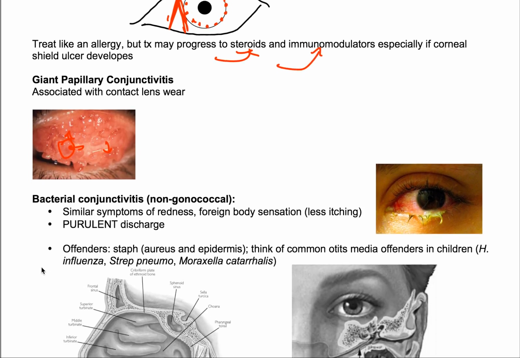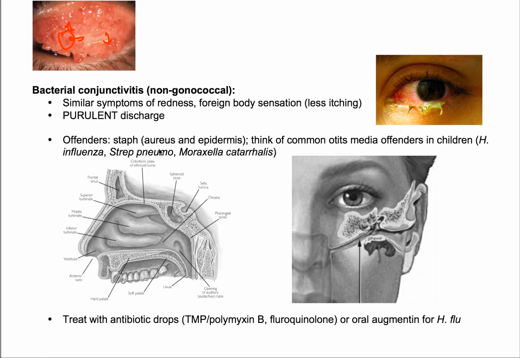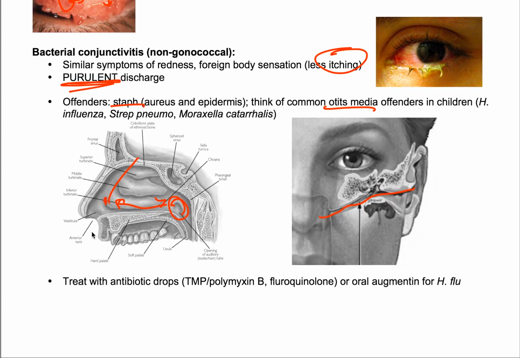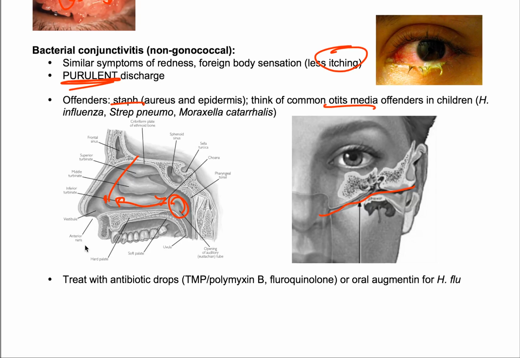Bacterial conjunctivitis is different. It's not going to be associated with so much itching, but it will be associated with purulent discharge. The most common offenders are going to be staph species, but in kids, given the connection between the eustachian tube and the nose, and the fact that the tear duct also drains out in the nose, you have a point of connection. And because of that, offenders for ear infections, otitis media, like strep pneumo, moraxella, and H. influenzae are also going to be possible offenders in cases of bacterial conjunctivitis. These should be treated with antibiotic drops.